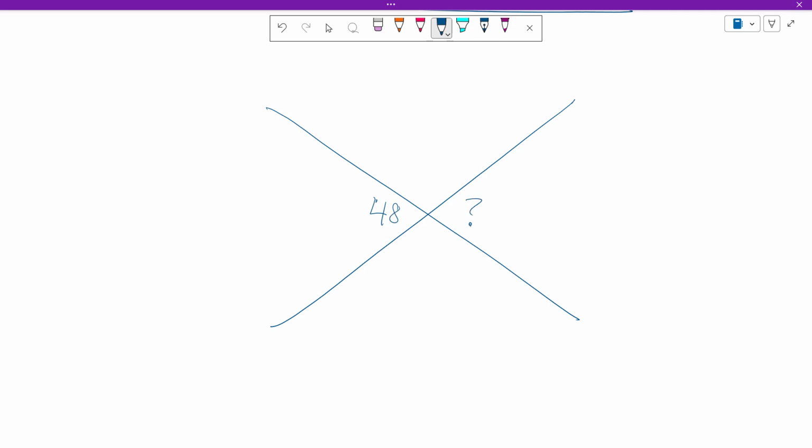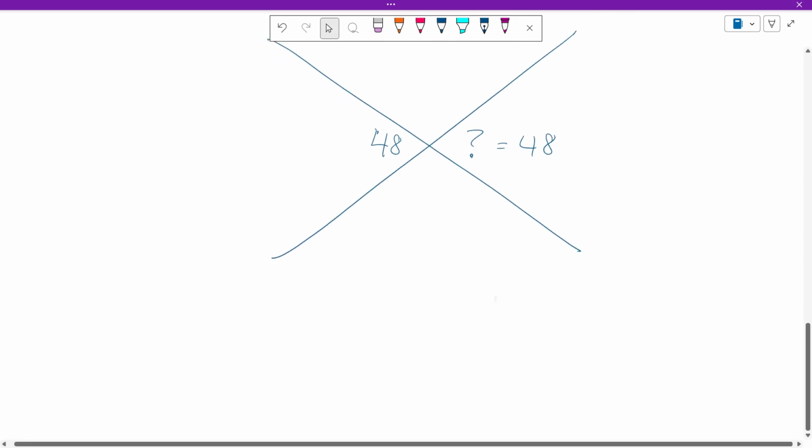Okay, what do we have there? Vertical angles. How big is the missing angle? 48 degrees. Okay? That is 48 degrees.